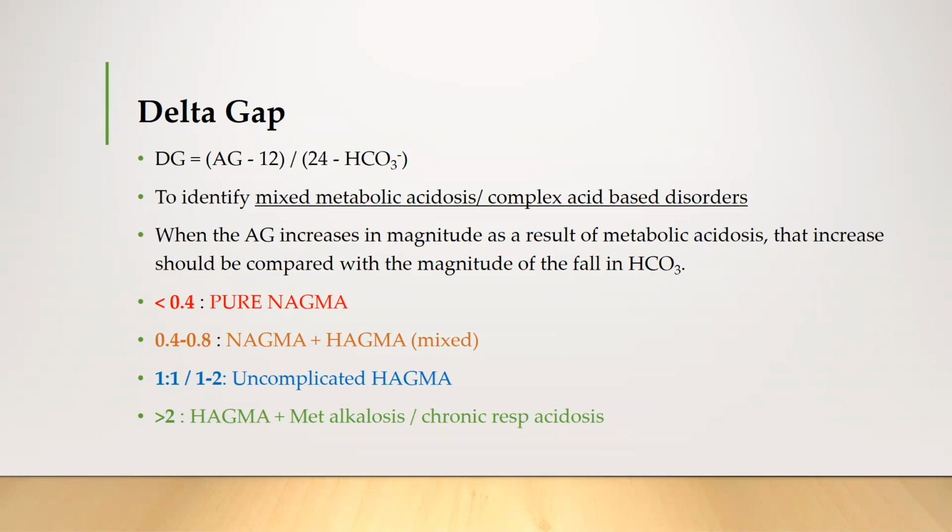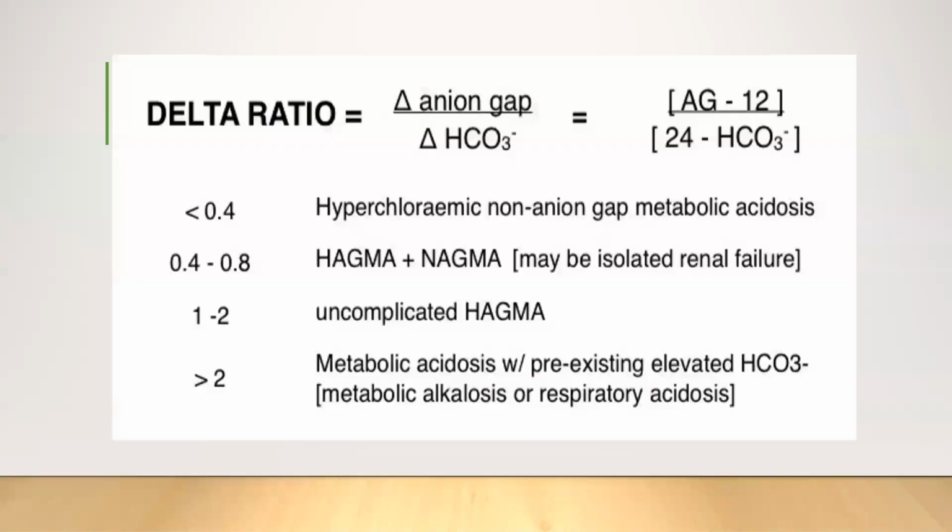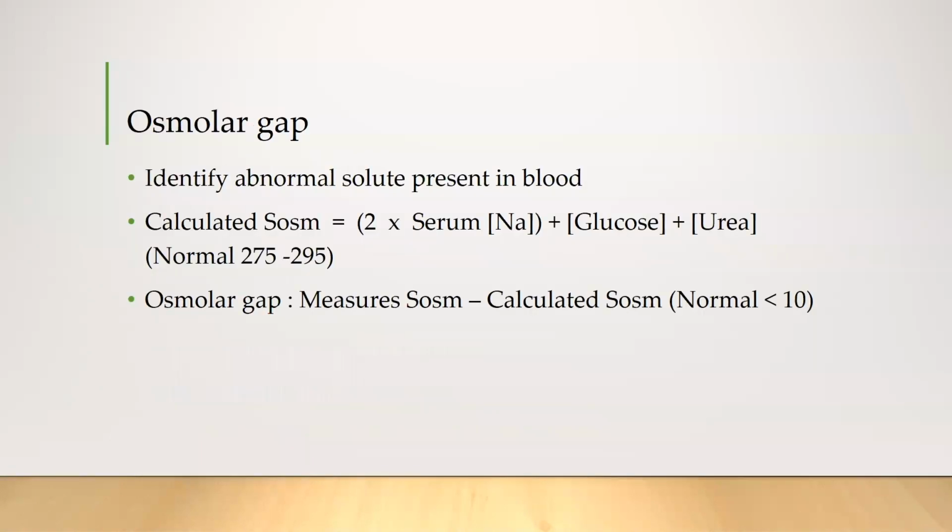However, if it's more than 2, it's actually high anion gap metabolic acidosis plus a concomitant increase in bicarb, which can be caused by metabolic alkalosis or chronic respiratory acidosis. So this is a very good example of the delta ratio. And next we move on to the osmolar gap.